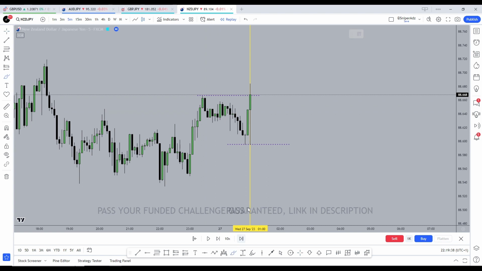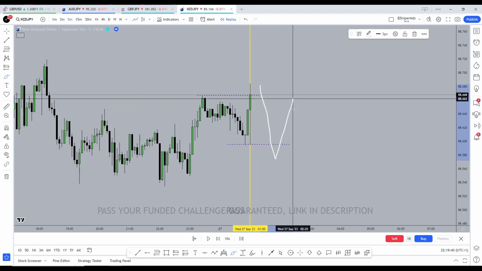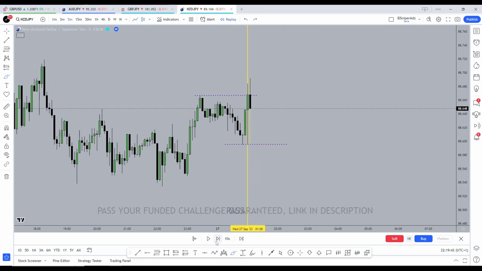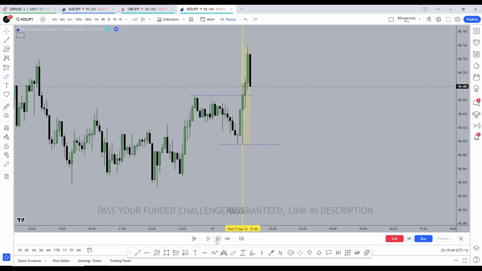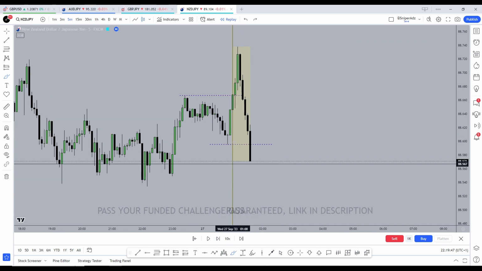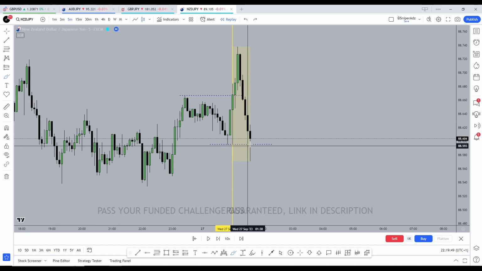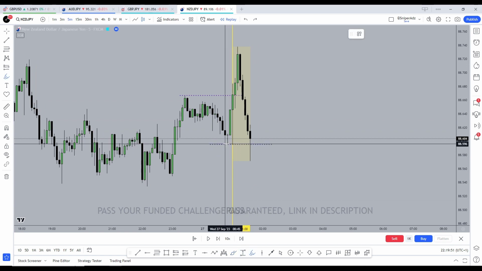So now I'm going to look for a simple move to the downside, breaking this low, retracement and continuation ideally. Okay, so let's see how this plays out. The market still continuing to the upside. As you can see here, I have this indicator on to show me the Asian session, and now we have had a successful break of this low right here.